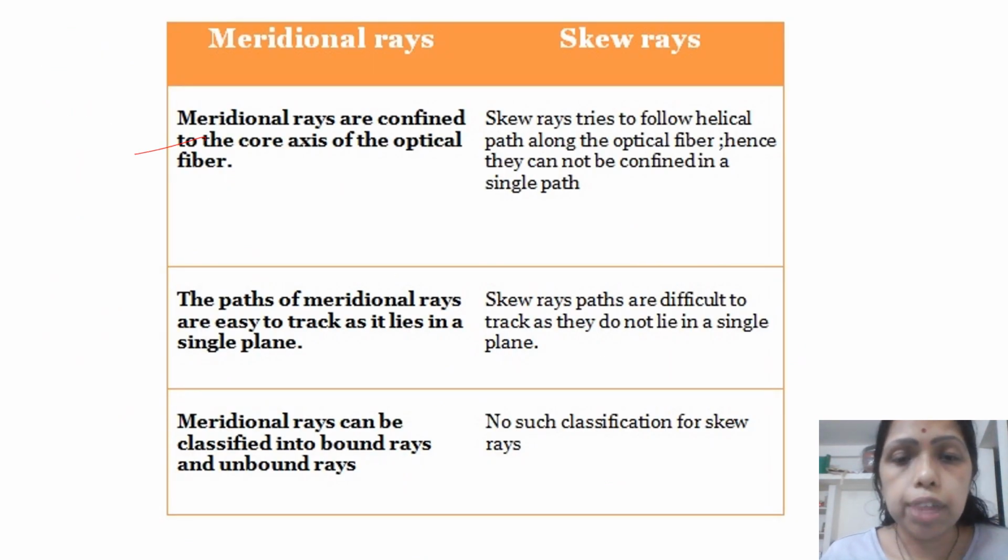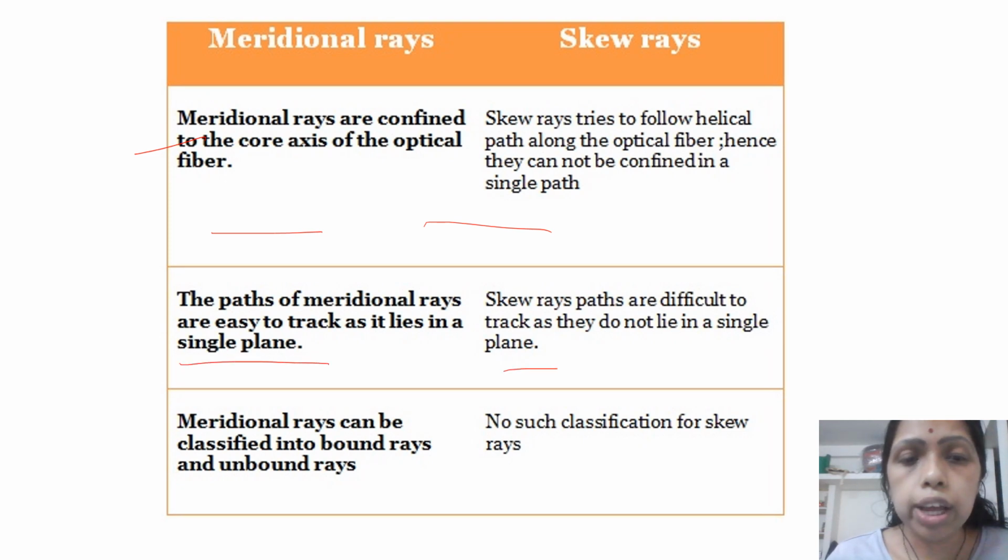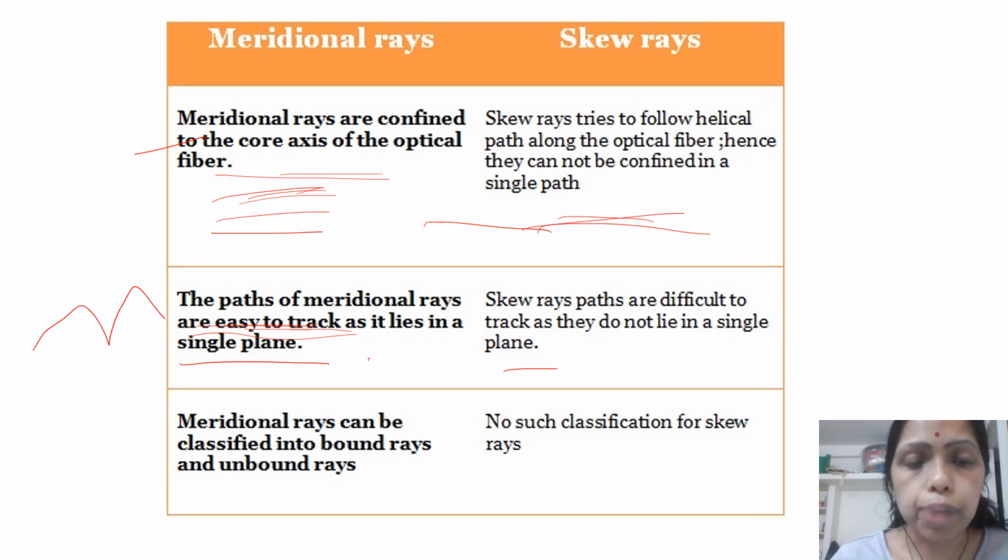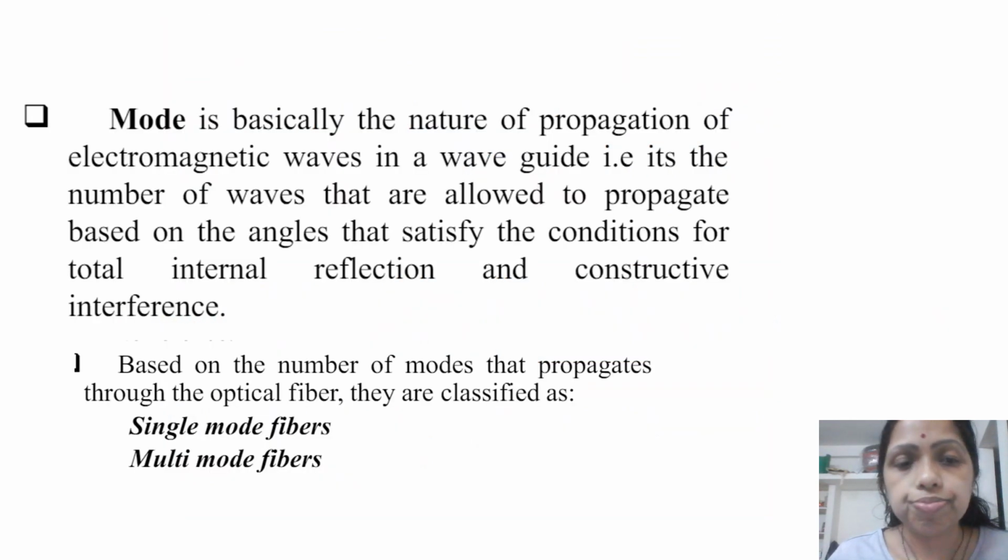So there are some differences between the meridional ray and the skew ray. The meridional ray normally is confined to the core axis of the fiber. Because here the direction is not changing, it follows a straight path, so it is easy to track. Here it is a circular path, so you cannot easily track the optical signal. These are the differences between the meridional ray and the skew ray.